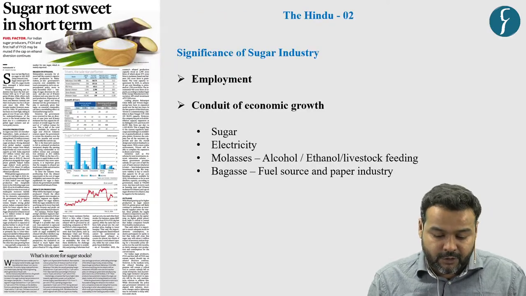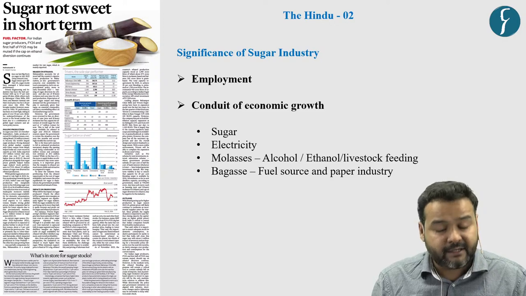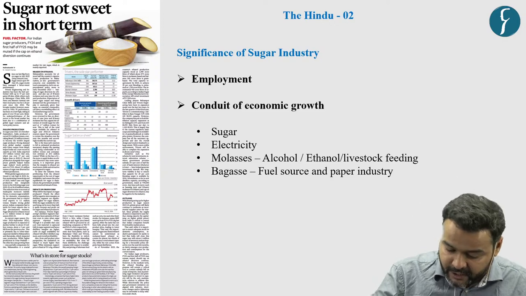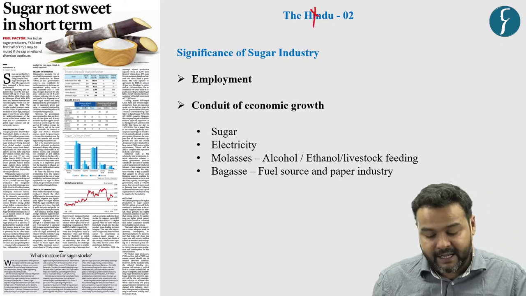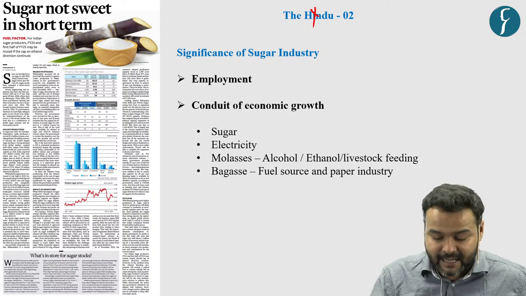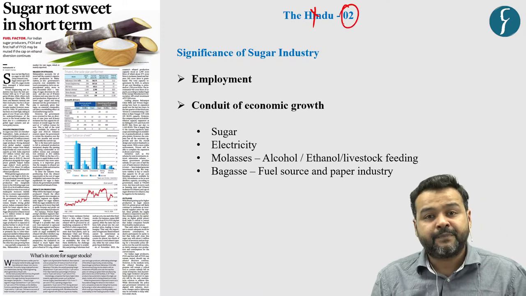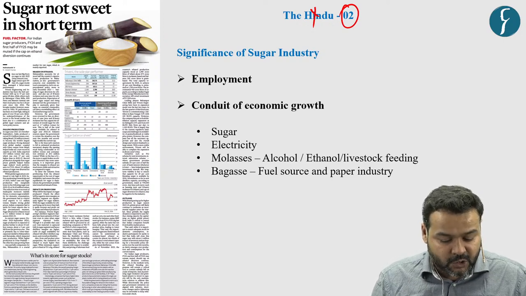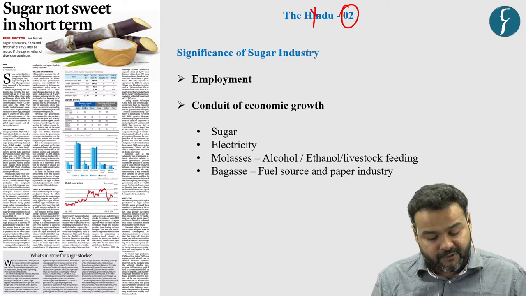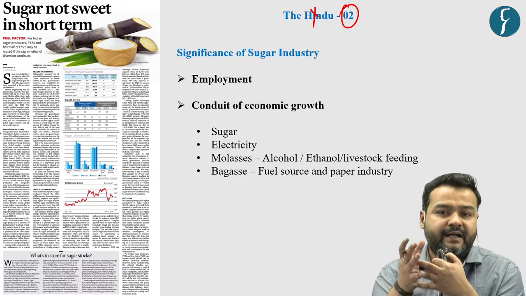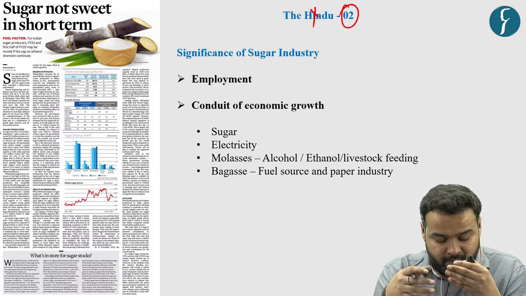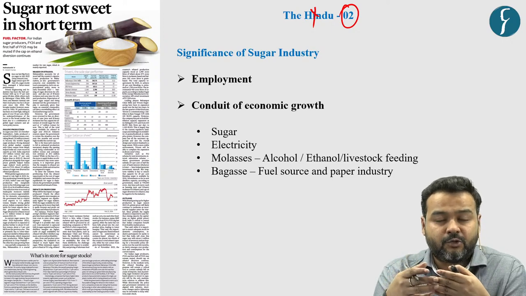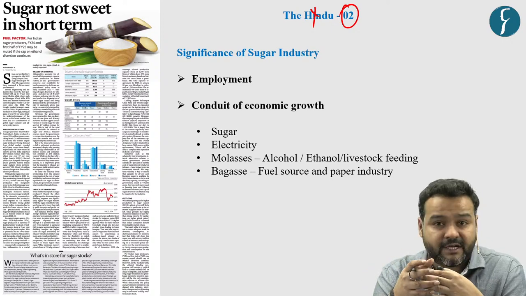Let us move on to the next news article, which featured in the Business Line newspaper, page number 2. It has been written incorrectly, sorry. So this news article, "Sugar not sweet in short term," we will look into it. It is mainly data related to the sugarcane industry and associated issues.